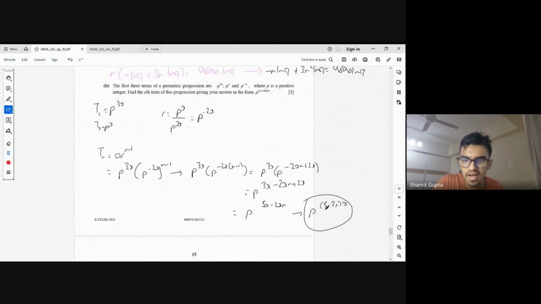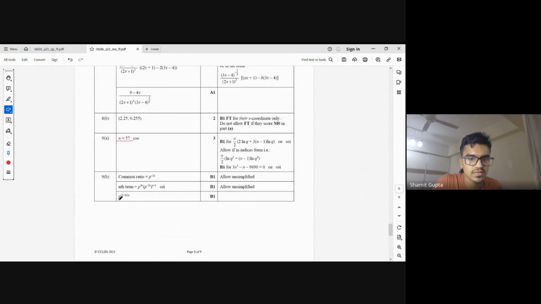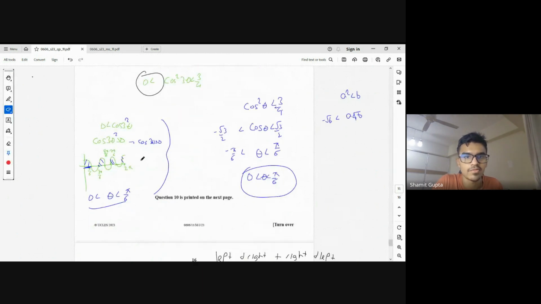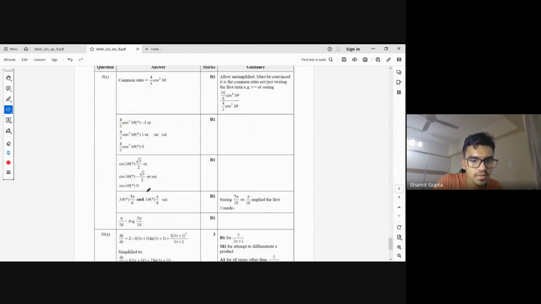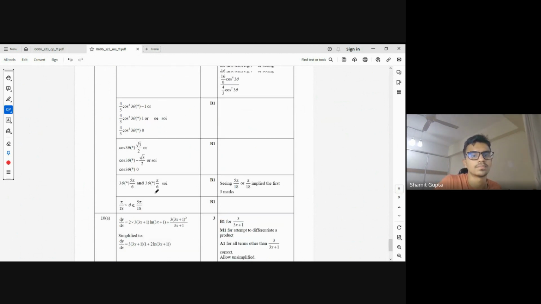This one, we have 5 minus 2n times x. Yes. We have between 0 to pi over 6. Theta is 0 to pi over 6. Wow.